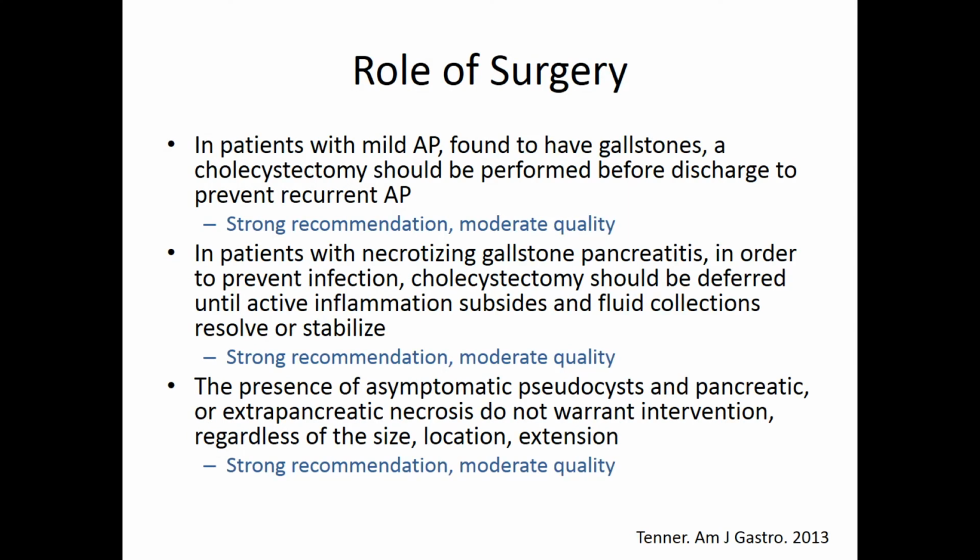Surgery is not recommended for patients with asymptomatic pseudocyst or asymptomatic pancreatic or extrapancreatic necrosis. And this is regardless of the size, location, and extension. So this is, again, something that has changed recently.